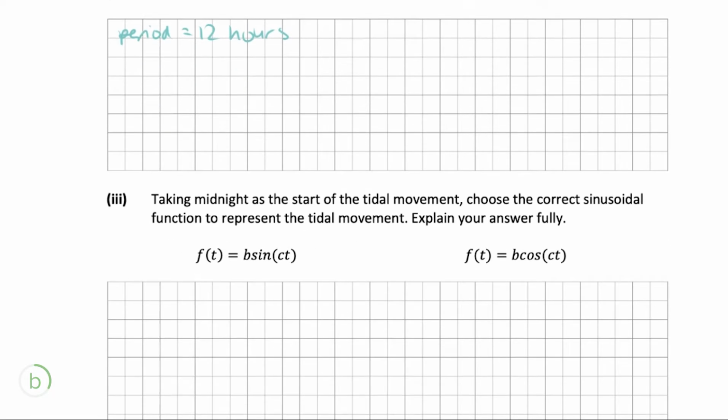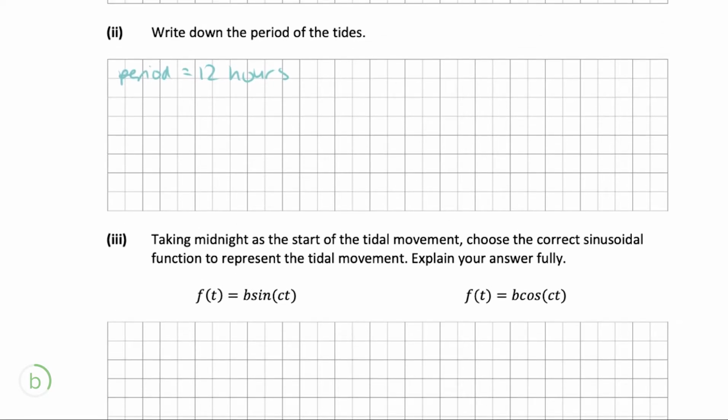Okay, then part 3 says, taking midnight as the start of the tidal movement, choose the correct sinusoidal function to represent the tidal movement and explain your answer fully. So, because we know that the highest tide is at midnight, that means we know that the function does not start at its center line, which means it is a cos function. So writing that out, we can say that the highest point is at midnight, therefore the function t equals b cos ct is the correct function.